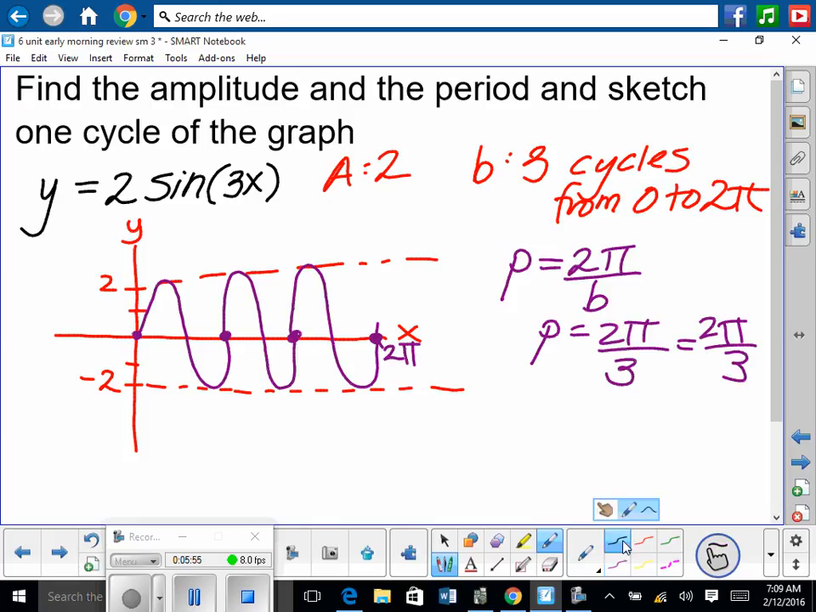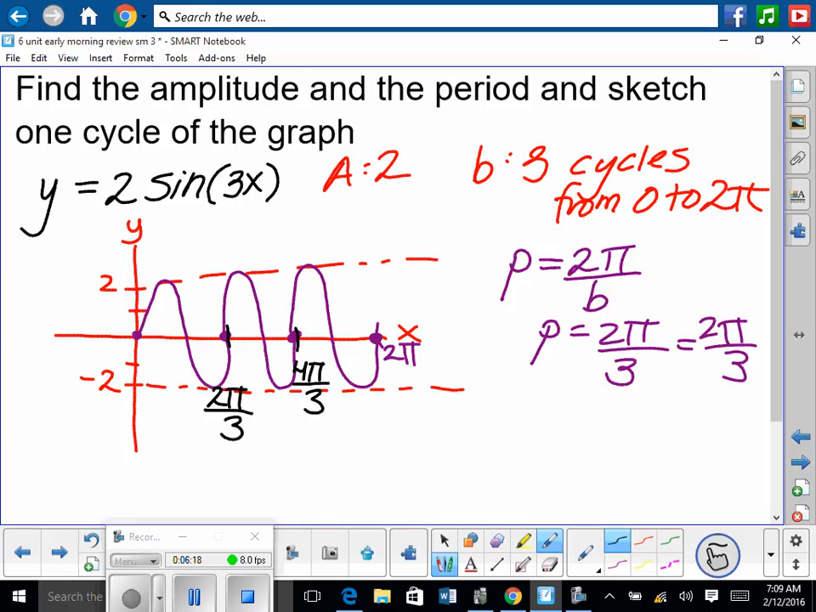So from here to here would be 2 pi thirds, right? So that's 2 pi thirds. Then what plus another 2 pi thirds, wouldn't that be 4 pi thirds? So 4 pi thirds. And then this will be 6 pi thirds, which makes sense because that is 2 pi, right, everybody?